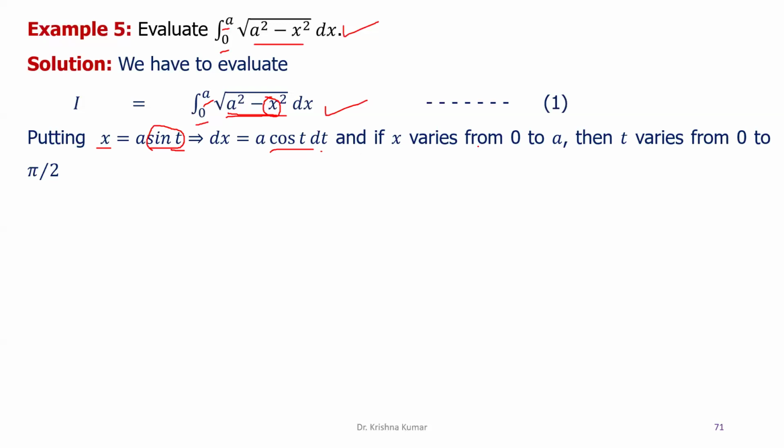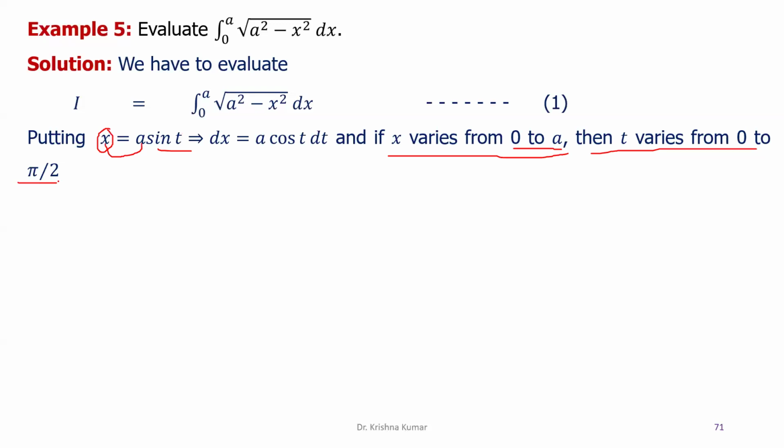And if x varies from 0 to a, suppose x equal to 0, the value of t: sine 0 is 0, so t equal to 0. And if x is equal to a, then this a and a will cancel, sine t is equal to 1, and sine t equal to 1 means sine 90, and so t is equal to pi by 2. So if x varies from 0 to a, then t varies from 0 to pi by 2.